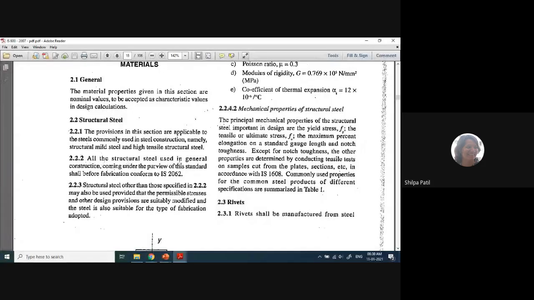All the structural steel used in general construction coming under the purview of this standard shall, before fabrication, conform to IS 2062. So whatever the properties or specifications of steel are given in IS 2062, that steel is to be used only when you are referring to IS 800:2007 for design. This is clearly mentioned in the code, that this is the steel grade which is required when you are using all the formulas.